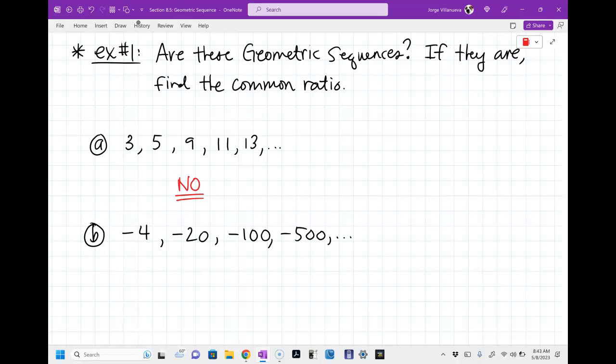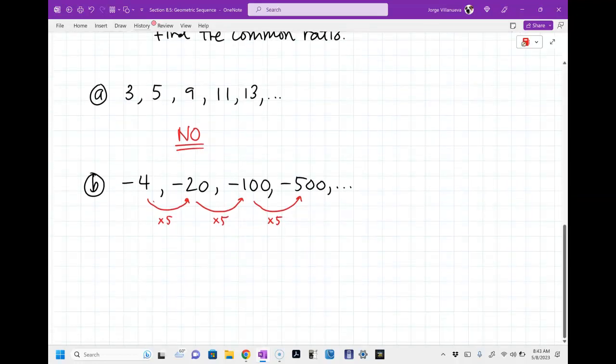So from here to here, let me kind of show this here. From here to here, it's times 5. Times 5. Times 5. Okay? So I'm going to write yes. And I'm going to put R is equal to 5.